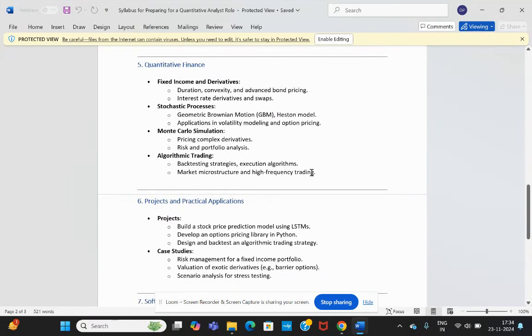And then we will move to Monte Carlo simulation. What are the key elements we use in Monte Carlo simulations, how we will use Monte Carlo simulation for pricing complex derivatives, and how we will use it in risk and portfolio analysis. What are the applications in VaR, expected shortfall, or the Hull-White model with Monte Carlo simulations. We will learn these things in detail.